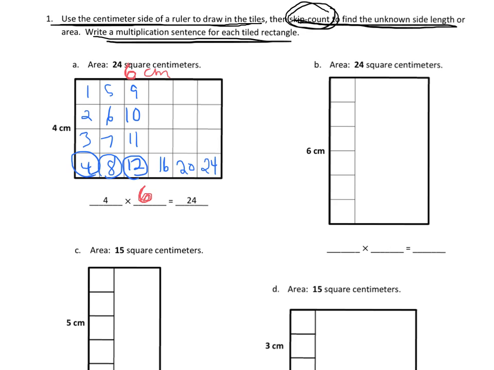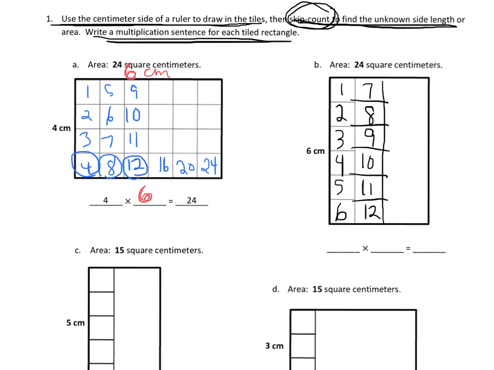All right, in the same way, let's go over here, and we've got a missing length here. A given length is 6, and we're told that the area is 24 square centimeters. So we're going to count 1, 2, 3, 4, 5, 6, and then we're going to add some more tiles: 7, 8, 9, 10, 11, 12. And now I can see here's my skip counting.